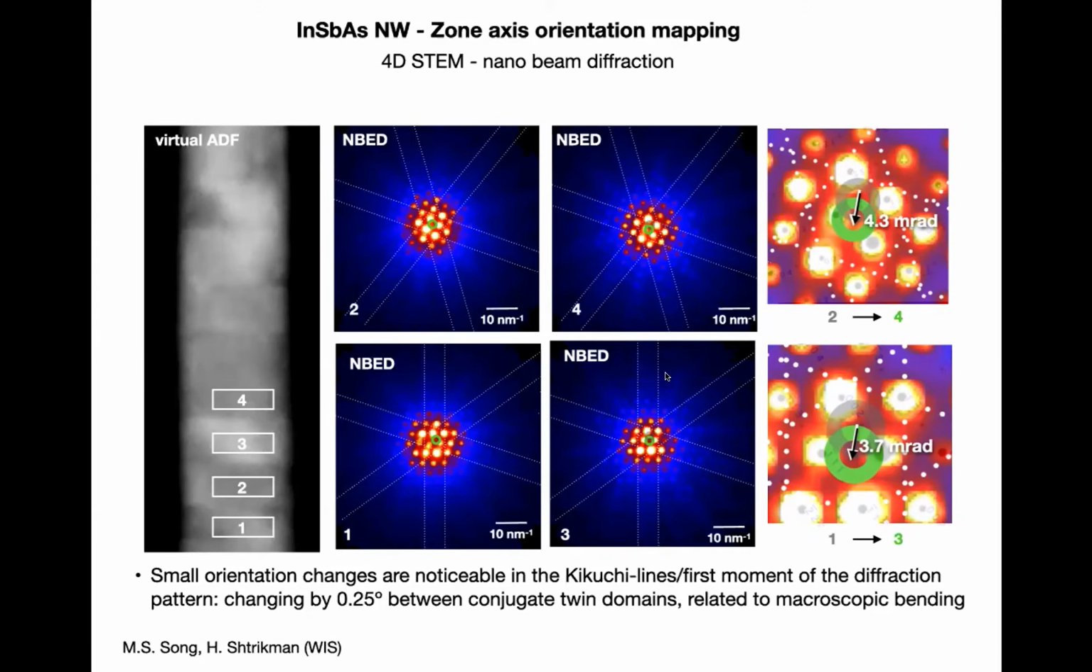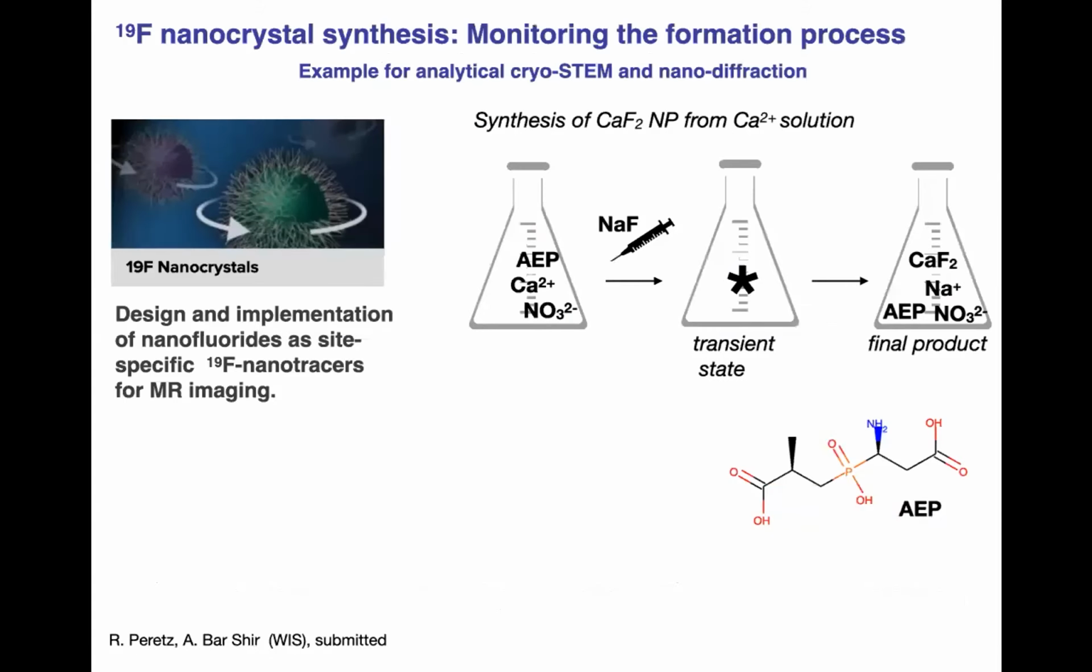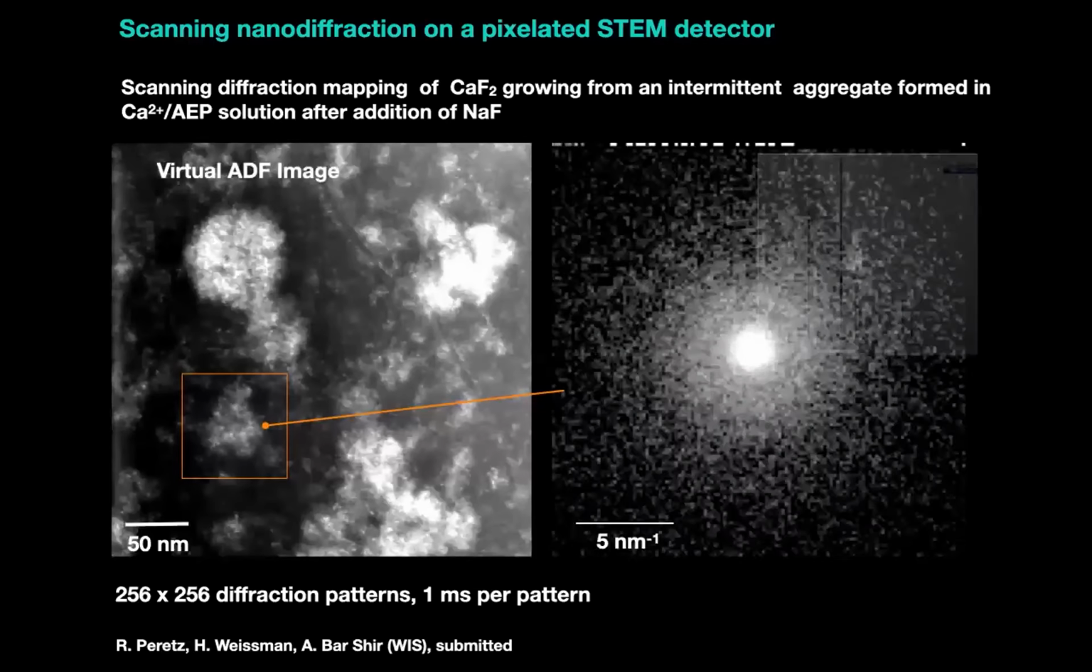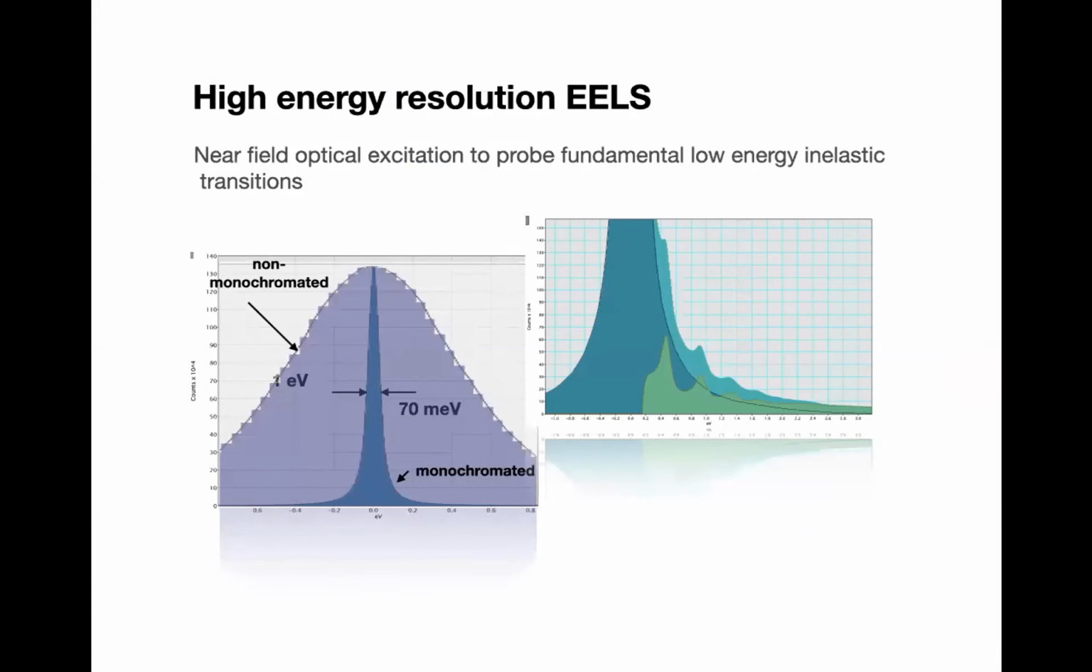Thank you. Right. Fine. So let me skip over the next example of nanodiffraction and go directly to the application of high resolution EELS. Here we use a monochromated beam and a high resolution energy spectrometer in order to map out optical transitions that are induced by the fast electron in the sample.